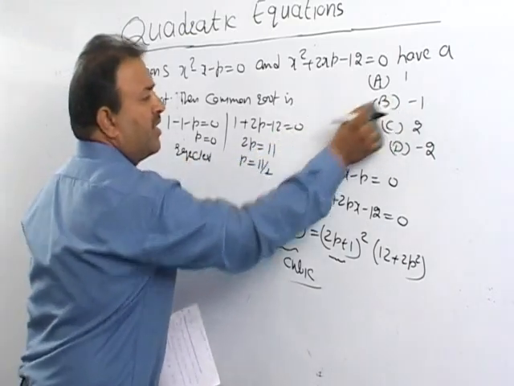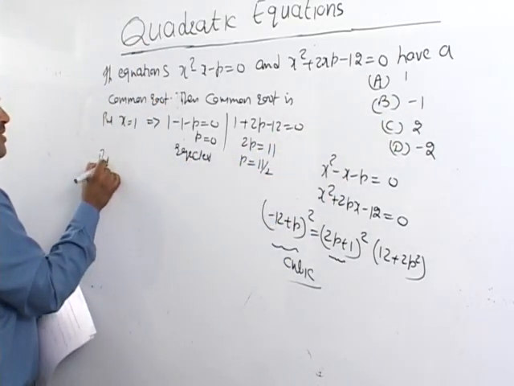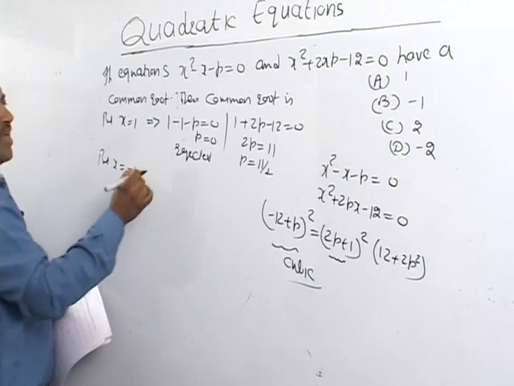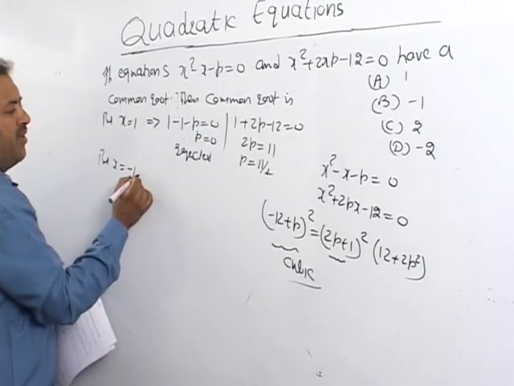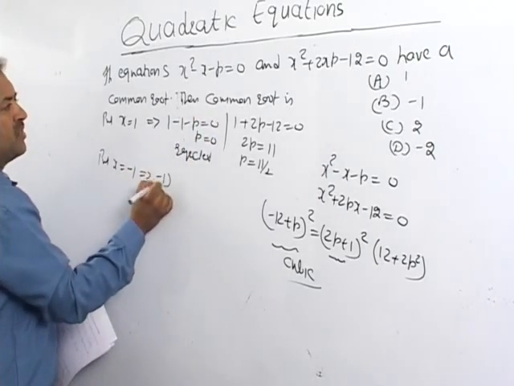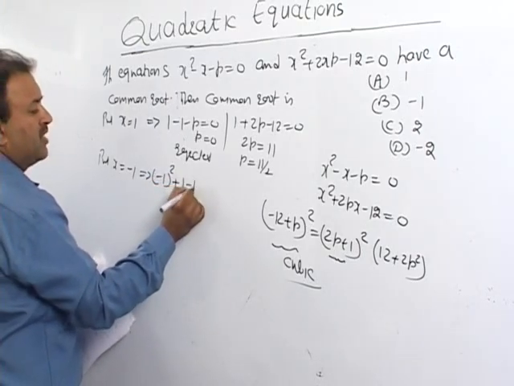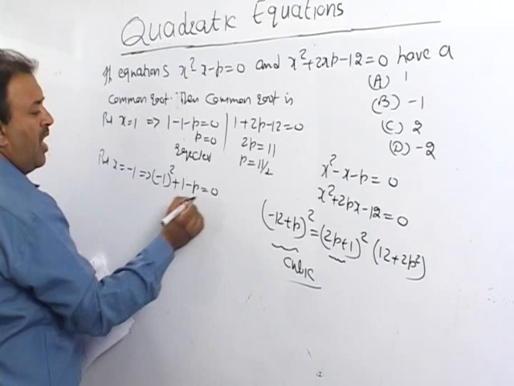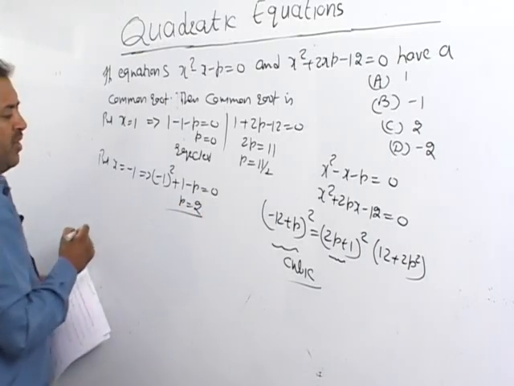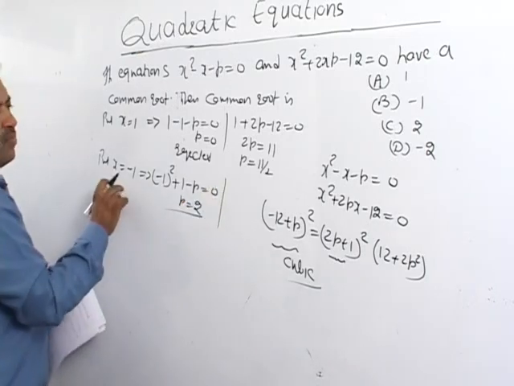I'll take up another option. See, put x is equal to minus 1. I'll substitute over here. It is minus 1 the whole square minus 1, plus 1 minus p is equal to 0. I'll say p comes out to be 2 over here, for x is equal to minus 1.